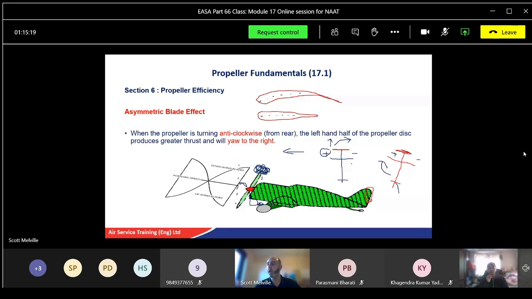So all we're saying here is the downgoing blade on an anti-clockwise rotation is going to provide more thrust on the left-hand side, which makes the aircraft turn, because you've got rear wheel steering, because of the tailplane here. It's going to spin it round. This part here is trying to pull the aircraft forward, but because there's nothing there, it's actually going to pull the nose round to the right. So in other words, it makes the aircraft yaw to the right.